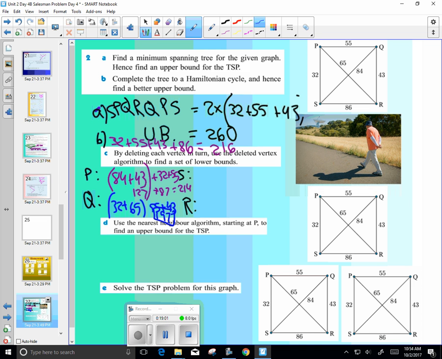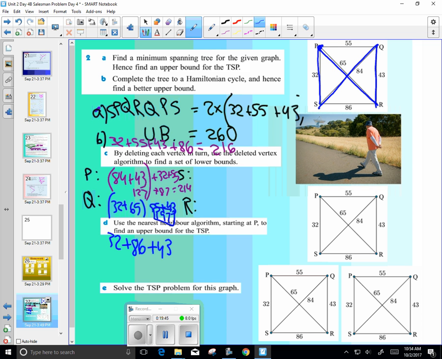Use the nearest neighbor algorithm starting at P to find an upper bound for TSP. So we're going to start with P here, and we're going to use the nearest neighbor algorithm starting at P, find an upper bound. Okay, so nearest, what's the shortest of these? 32. Okay, shortest of 84 and 86? 84, and then we need to get to the remaining vertex, and then we need to come home. So the nearest neighbor for that one is going to be 32 plus 86, 43.